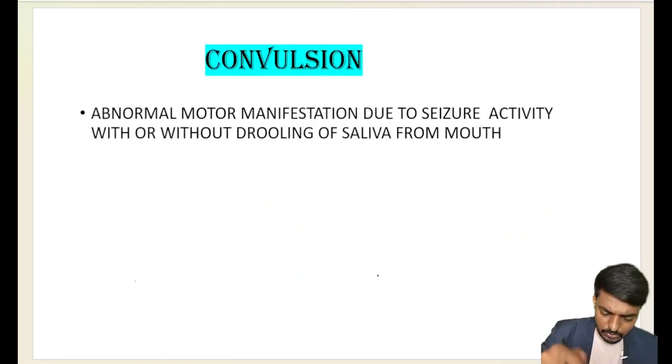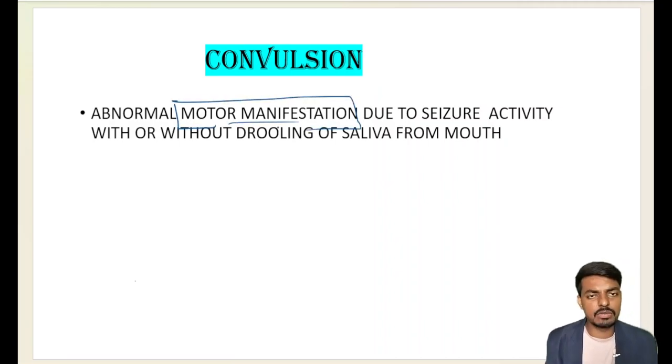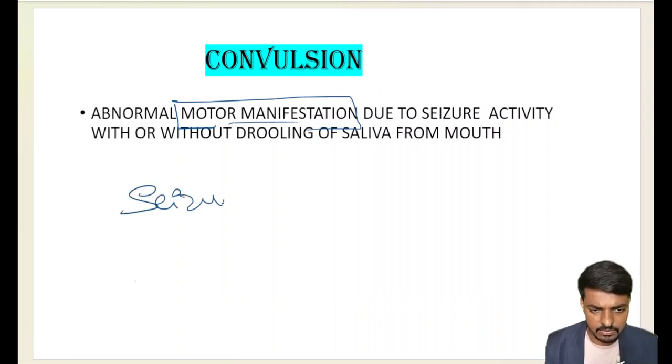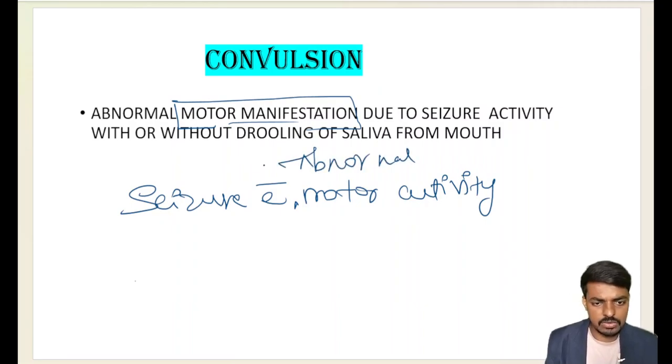What is convulsion? Convulsion is a seizure with motor manifestation. It means the patient manifests motor movement activities when the seizure activities come. That is called convulsion. What is that? Seizure with motor manifestation, that is abnormal motor activities, not normal. Let me mention the word abnormal. So seizure with abnormal motor activities is what we call a convulsion.